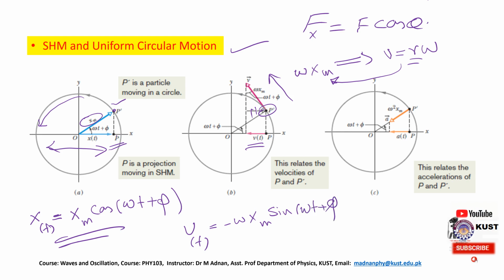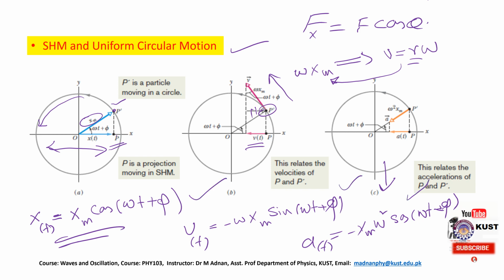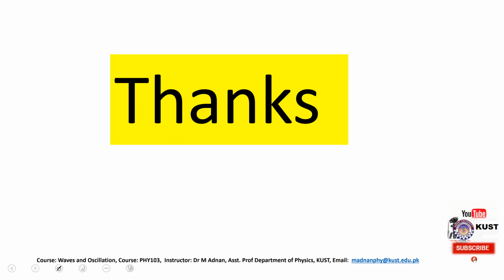And likewise, we have the acceleration, and its magnitude is omega squared xm. The x component is again minus omega squared xm cos of omega t plus phi. So we can see that the three equations for x, v, and a are similar to the ones we obtained for the simple harmonic motion.